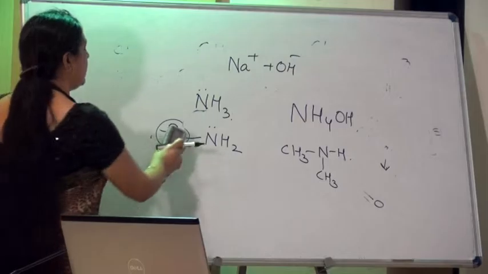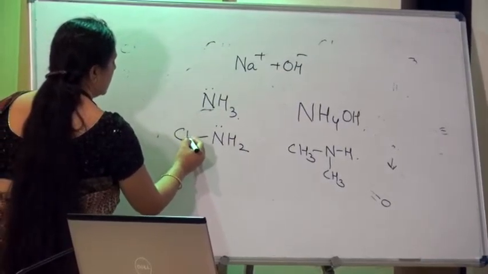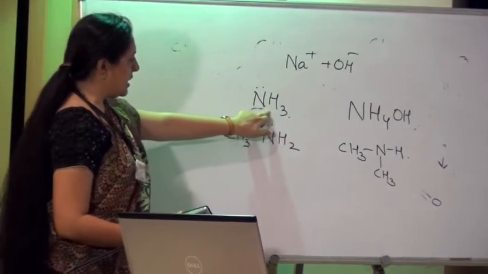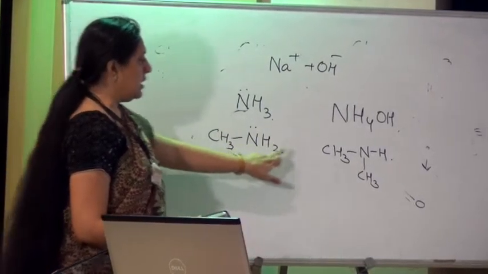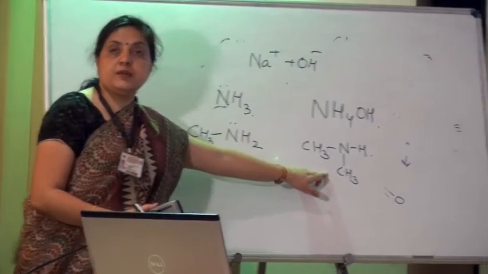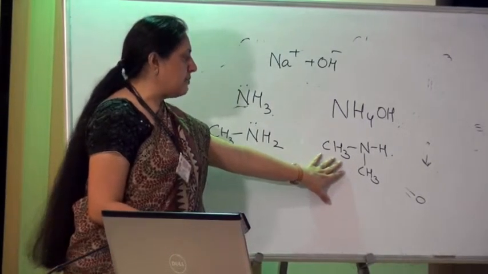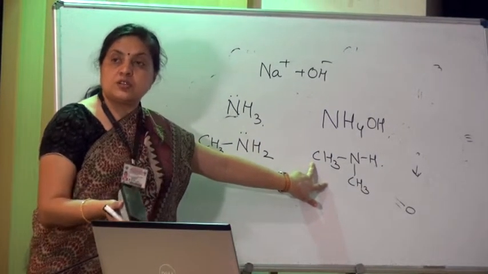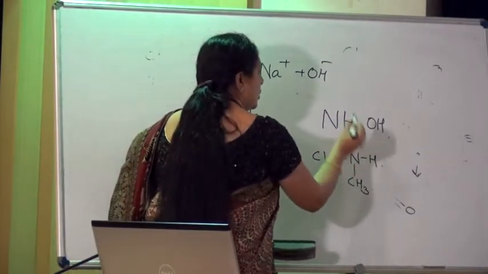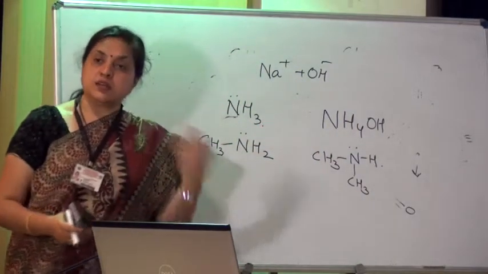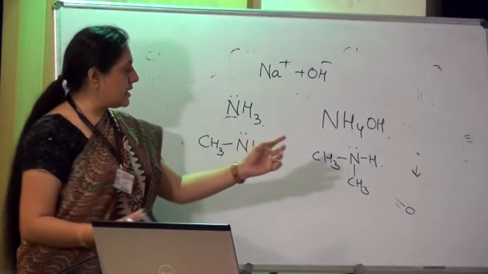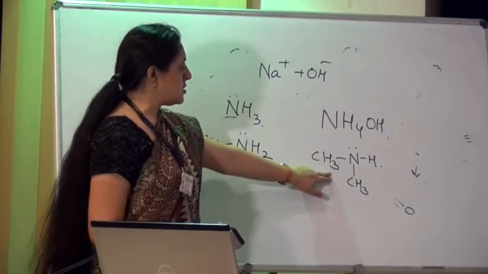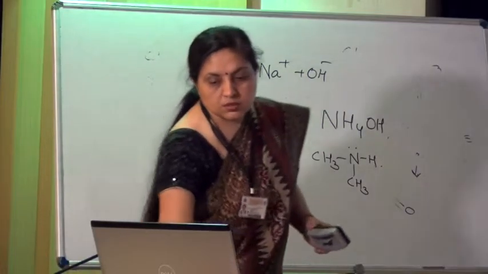Let us compare this. Ammonia, then we have one H replaced by CH3, and another H also replaced by a methyl group. So this is dimethylamine. Now here we have 2 electron releasing groups, so the lone pair giving tendency increases. That's why the basicity of this amine is the most; the basicity increases.